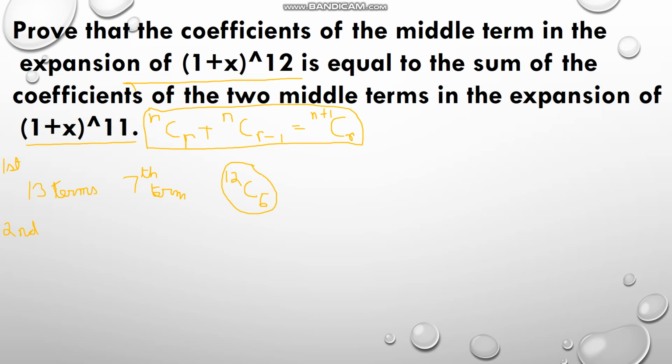Now we talk about the second. There are 12 terms there. Then our need is to check the middle terms. Wait a minute. It's the 6th term and 7th term. Yes, the middle terms are the 6th term and 7th term.